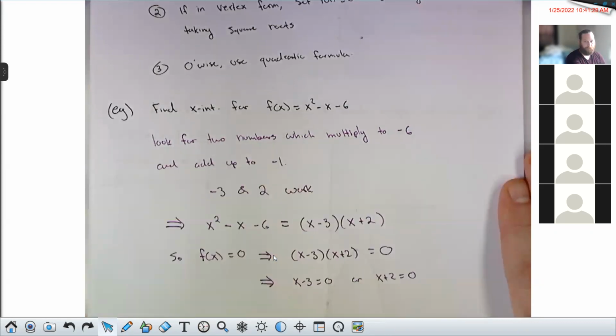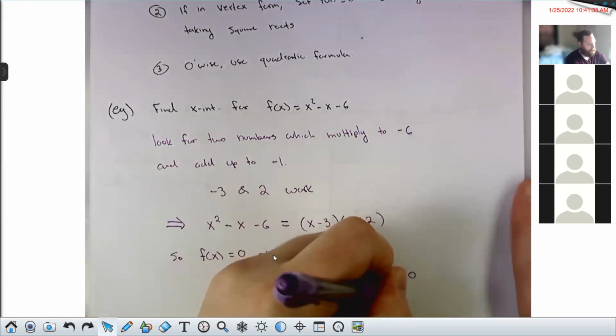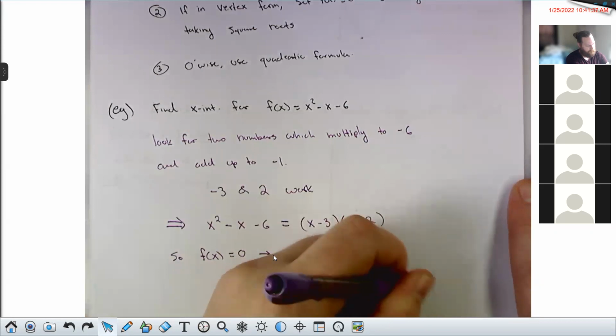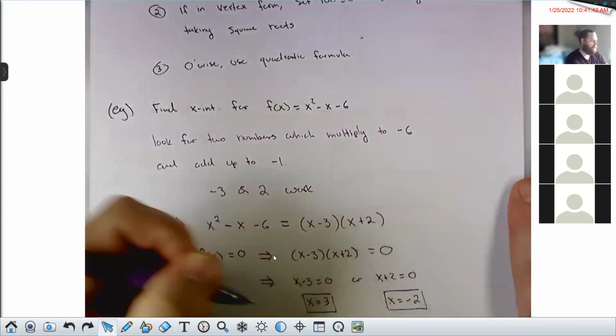This last guy is the same as saying x equals 3, and this guy is the same as saying x equals -2. So those are your x-intercepts.